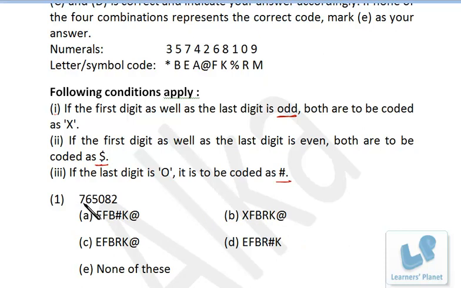Now this one, first is odd and last is even, so none of these conditions apply. Now 7, quickly E. We have 3 options, so this is eliminated. Then the last should be 2, should be this @ sign, so this is also eliminated. And in these two, EFP is same, A is same, K is same.